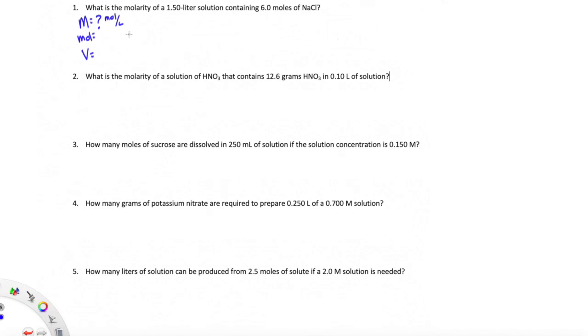Okay. Then it says I have a 1.50 liter solution containing 6.0 moles, and that's NaCl. Okay, so it's asking for molarity, and because the units of molarity are moles over liters, I'm going to divide moles by liters. So over here, I'm going to write 6.0 moles, and I'm going to divide that by my volume, 1.50 liters.